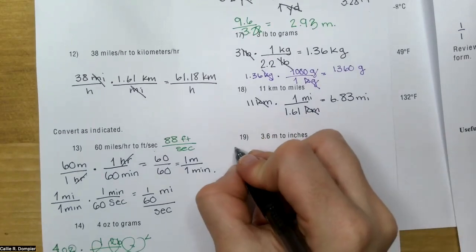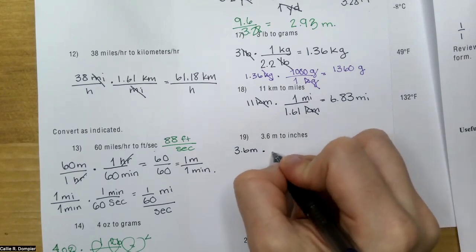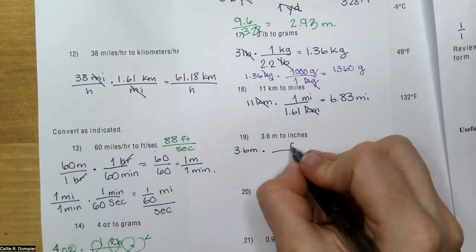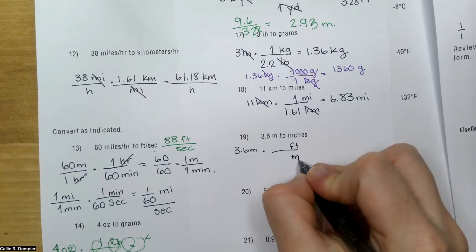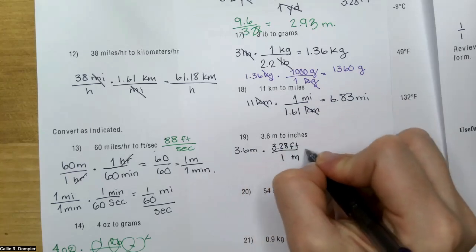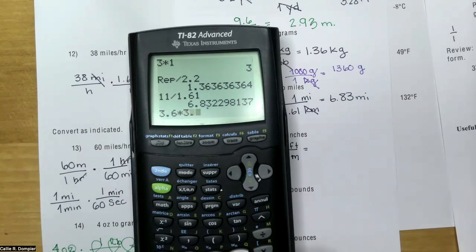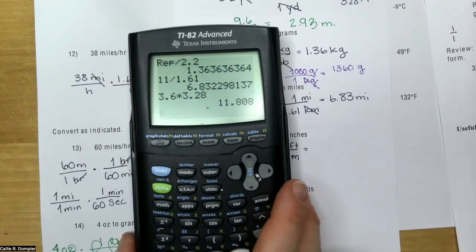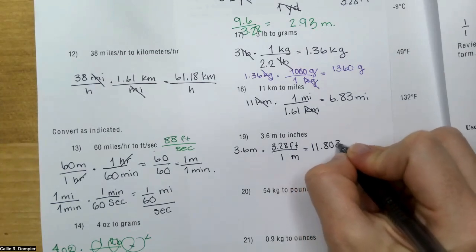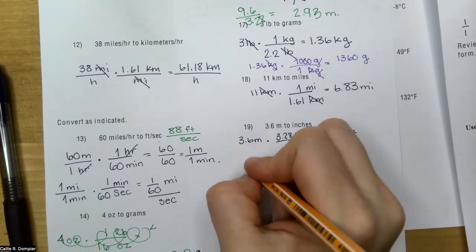3.6 meters to inches, so we'll go 3.6 meters times, I want meters on the bottom. Do I have the meters to inches? Yeah, I have meters to feet, so I'll put 1 meter is equal to 3.28 feet. 3.6 times 3.28 is 11.808 feet. And then we need to convert those feet into inches.